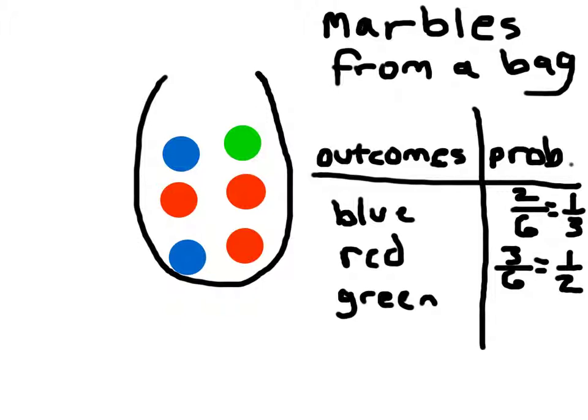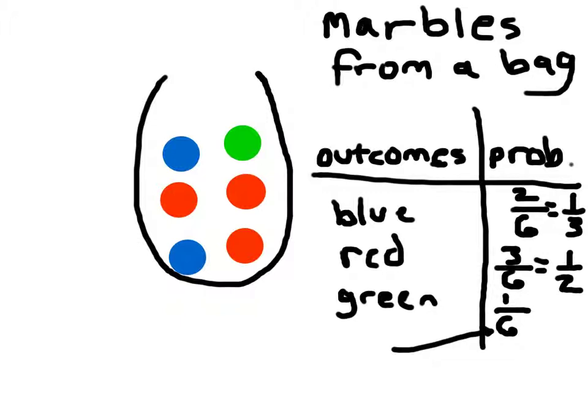Finally, in looking at the green marbles, within the bag, there's only 1. So 1 is going to be our numerator, and our denominator is going to be 6, because there are 6 total marbles. So again, the denominator is the total number of possible outcomes. There's 6 different marbles within there.